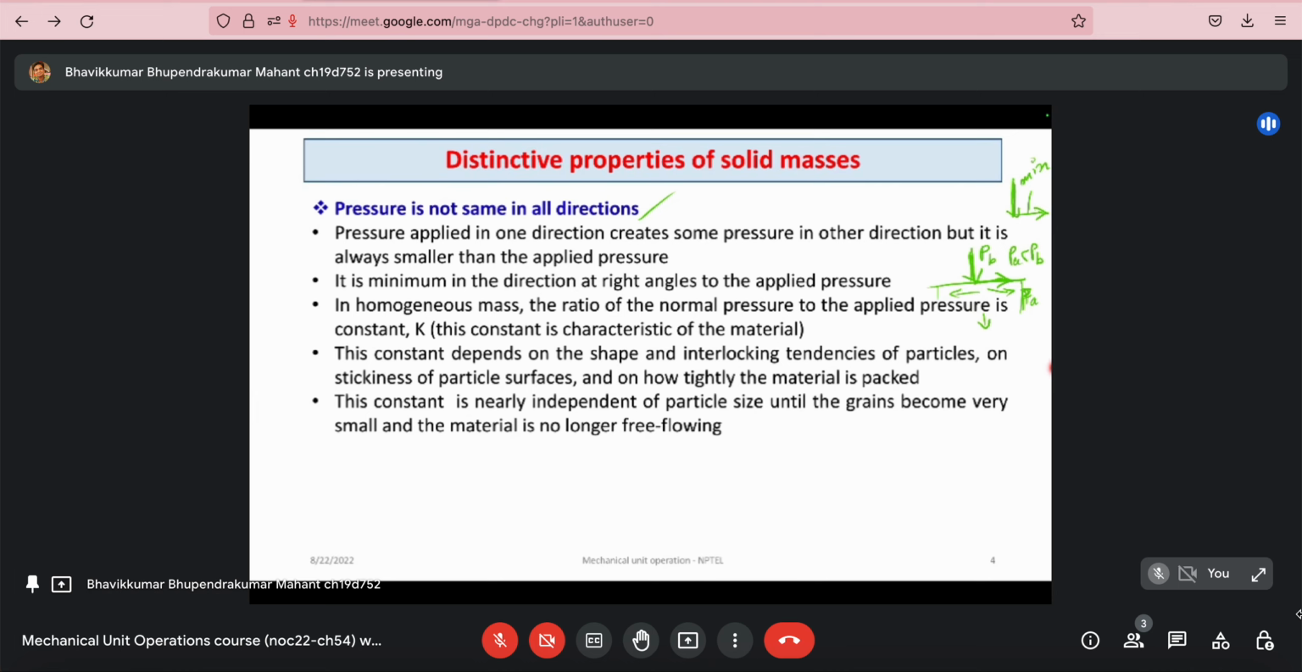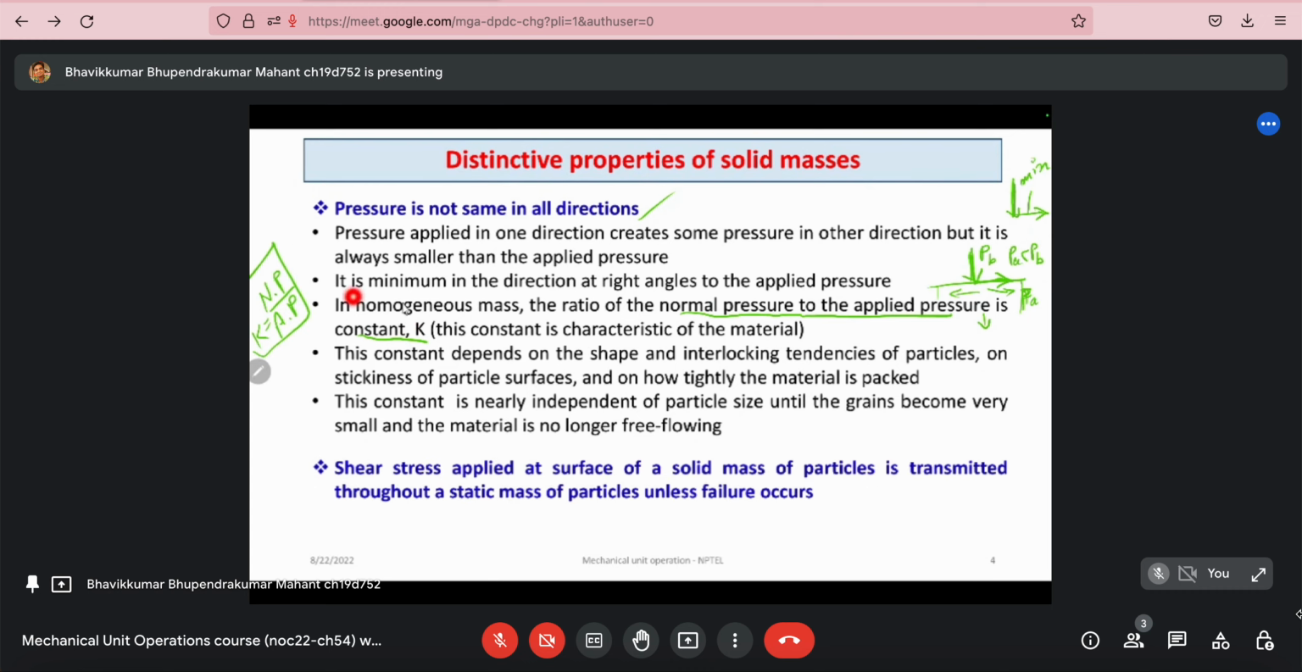In homogeneous masses, the ratio of the normal pressure to the applied pressure is a constant K. So this is a very important definition. There is one constant which we consider as K, which depends on the characteristics of the material. All materials have different values of K, but it is basically the normal pressure to the applied pressure. So you can consider the ratio of normal pressure to applied pressure, and there are many questions based on this K in your assignment problem.